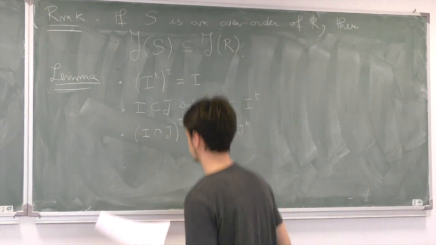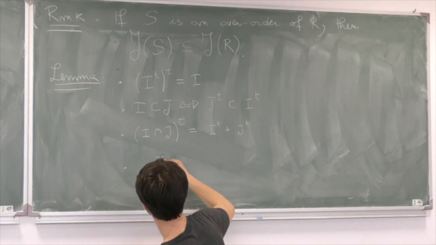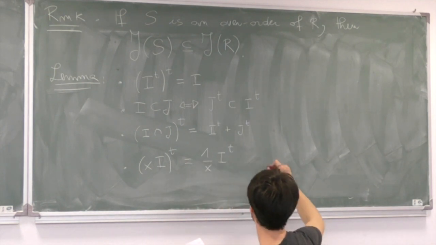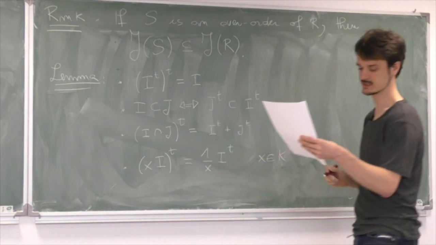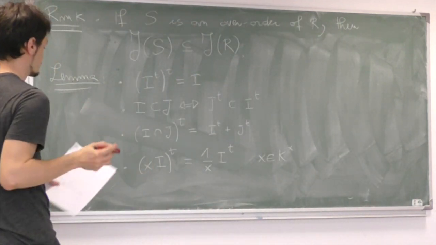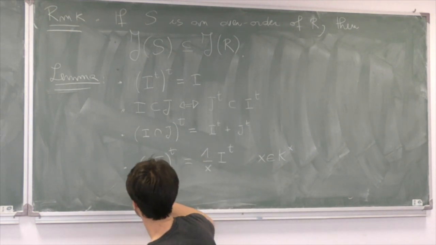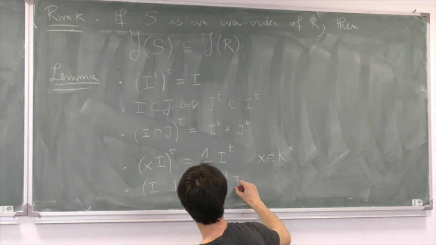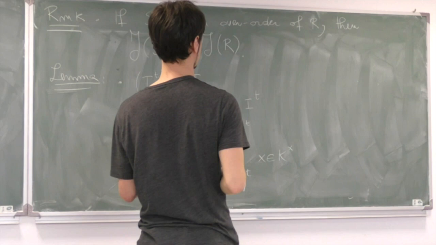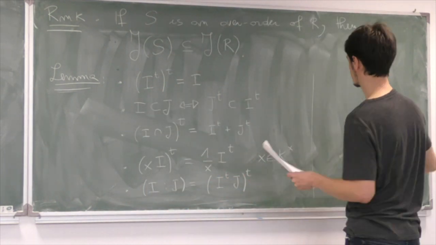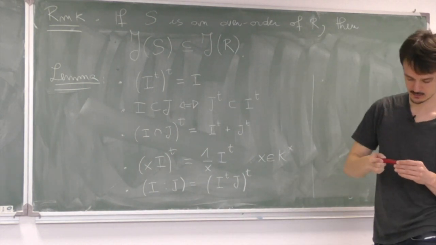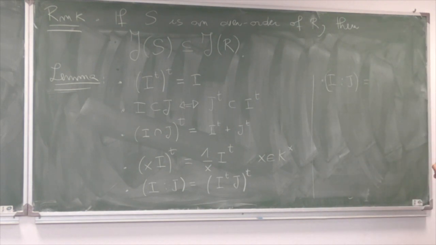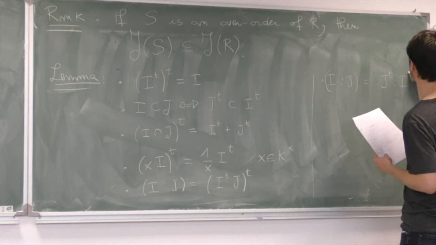Moreover, when we multiply by elements, the duality also inverts the elements. Of course, here we want x to be a non-zero divisor of K. Otherwise, taking this division doesn't even make sense. Moreover, we have a nice relation between colon ideals and trace duals, namely that we can write the colon ideal I colon J as I trace dual times J, the whole thing trace dual. And from this it's not hard to deduce also that you can write I colon J as J trace dual colon I trace dual.